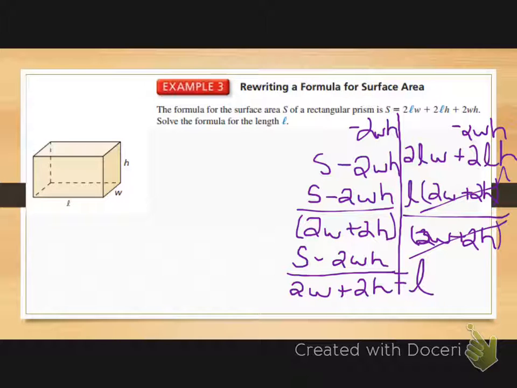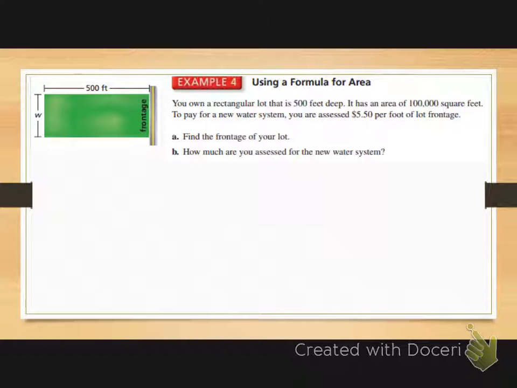It's doing the same steps we've done before for solving variables on both sides, things like that. You've just got to make sure that you keep your letters and isolate whatever letter they're asking you to. So right here we're using a formula for area. You own a rectangular lot that is 500 feet deep. It has an area of 100,000 square feet. To pay for your new water system, you are assessed $5.50 per foot of lot frontage. Find the frontage of your lot.